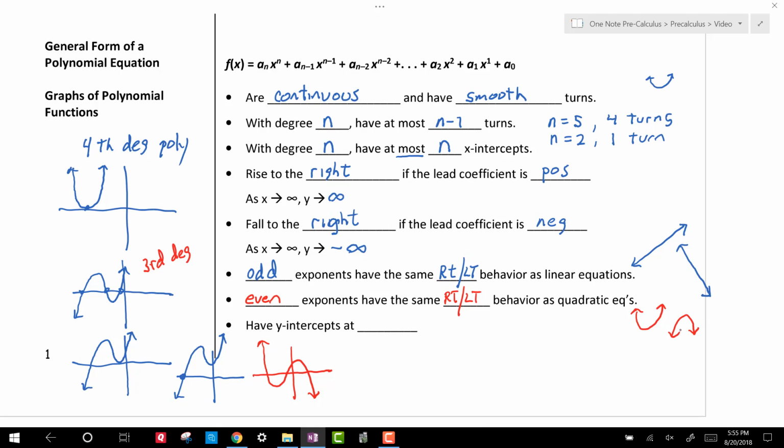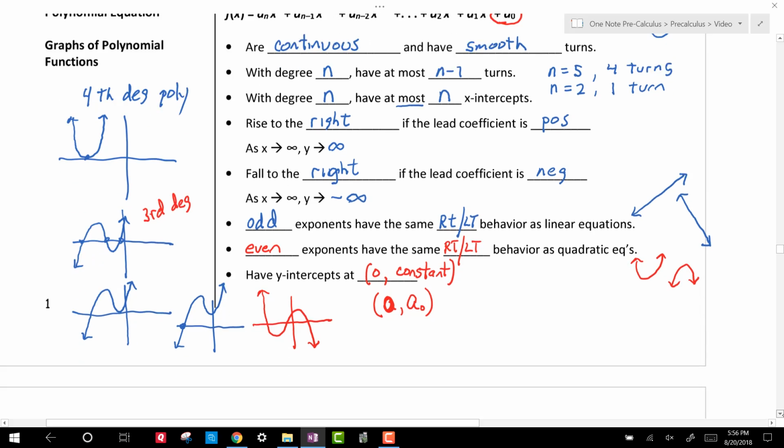And they have y-intercepts at (0, whatever my constant term is). Remember, the constant is that term that hangs out at the end of the polynomial. My constant in this polynomial is a sub 0. That constant never has an x next to it. So this would be (0, a sub 0), where that's just some number. Okay, let's keep moving on.